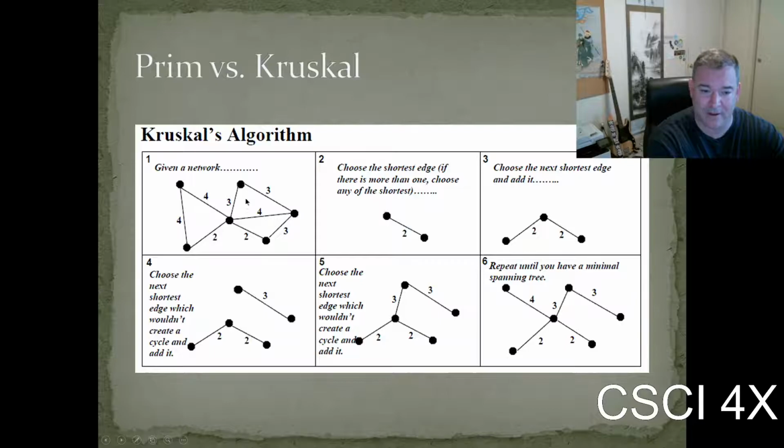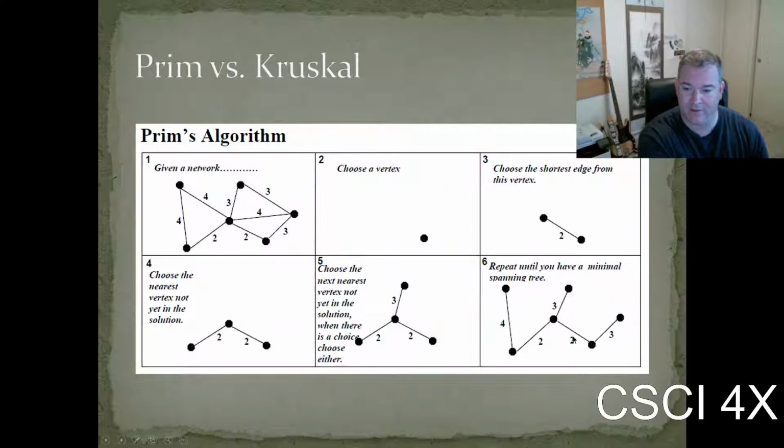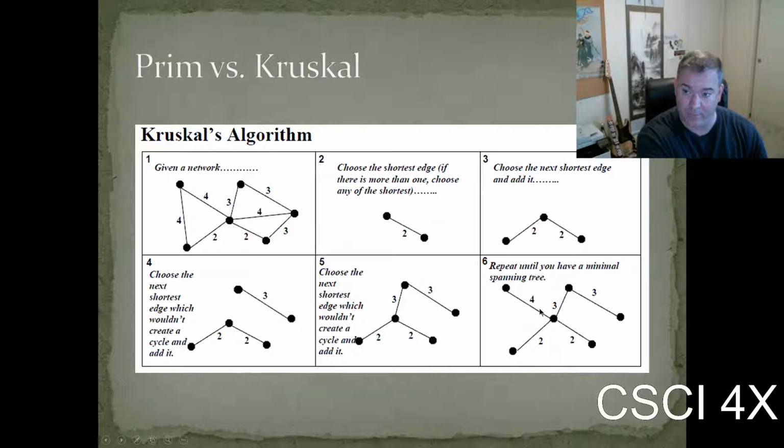And look at this. This is a forest now. It's a forest of trees, which means you have multiple trees. So Kruskal's will actually grow multiple trees and then potentially merge them together over time. And you'll end up with the same graph as before, as Prim's, with one important exception.